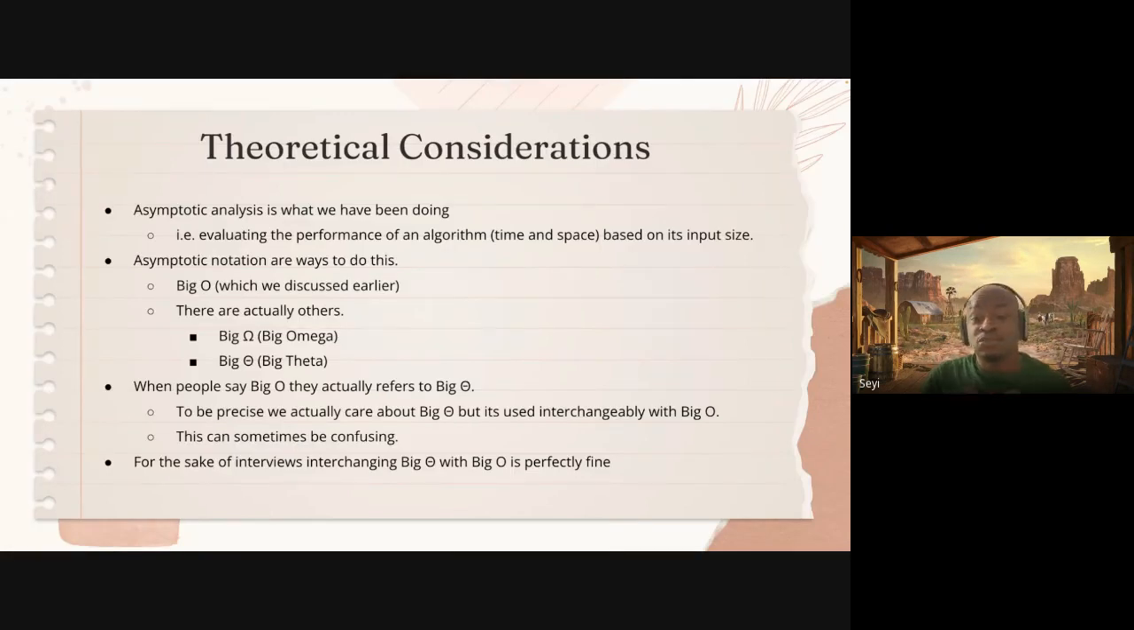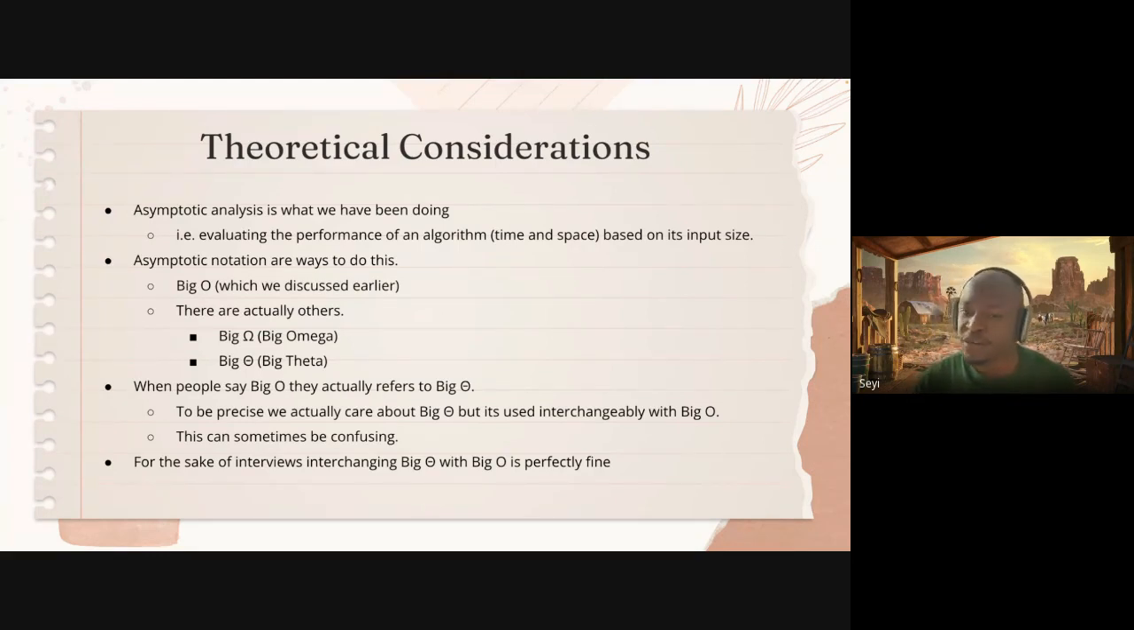So asymptotic analysis is what we've been doing. That's what they call it in the textbook. Essentially, you're evaluating the performance of an algorithm based on its input size. Asymptotic notation is how we do it, which is big O. But big O is not the only one that exists. There's big omega and there's big theta.